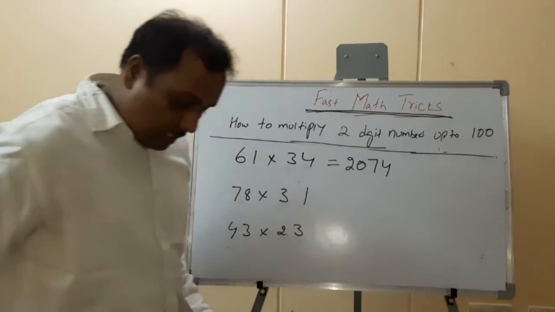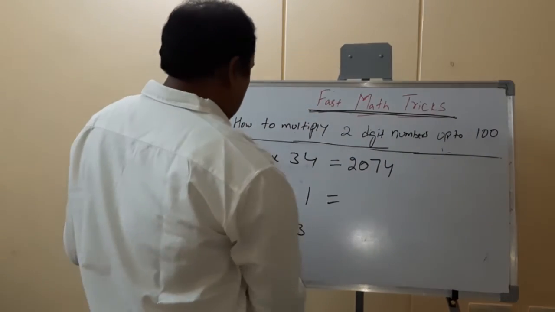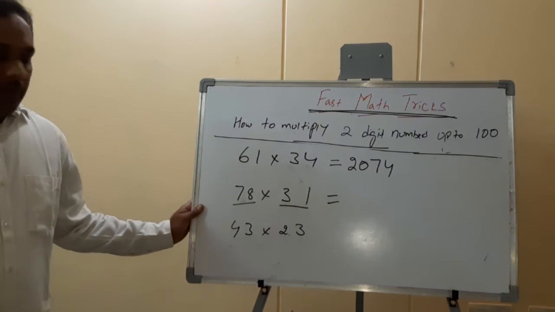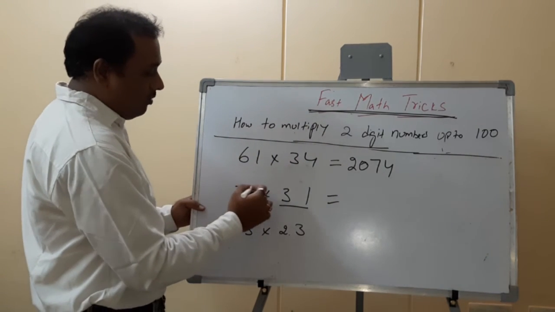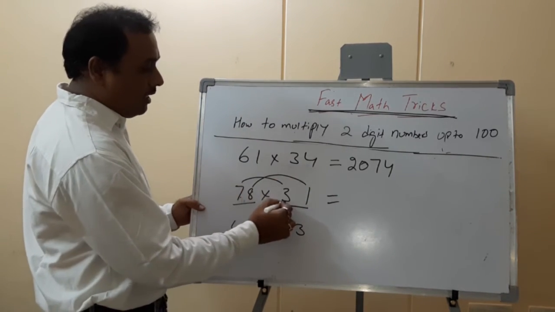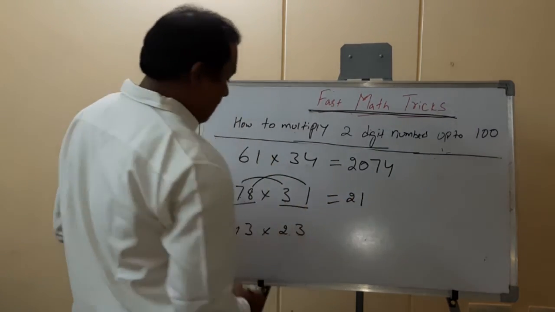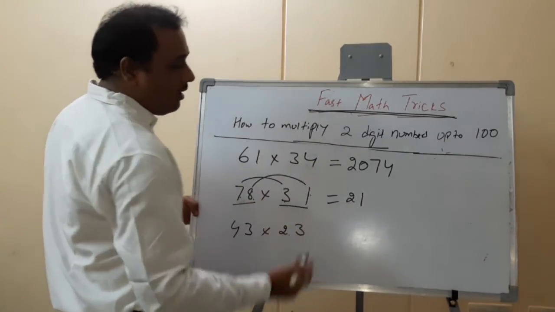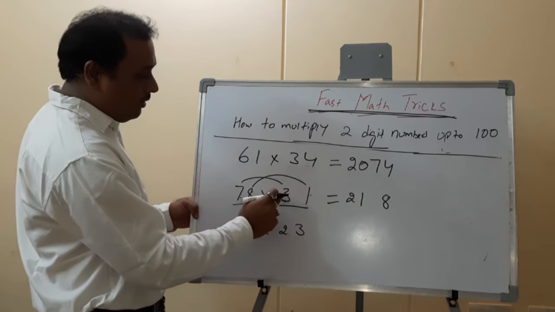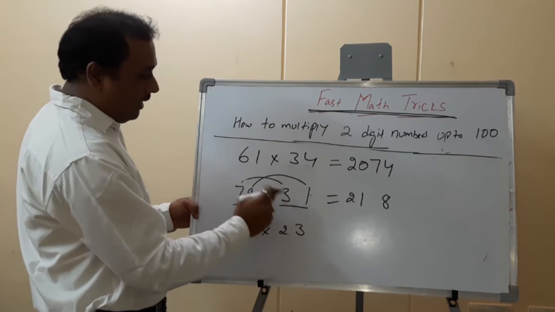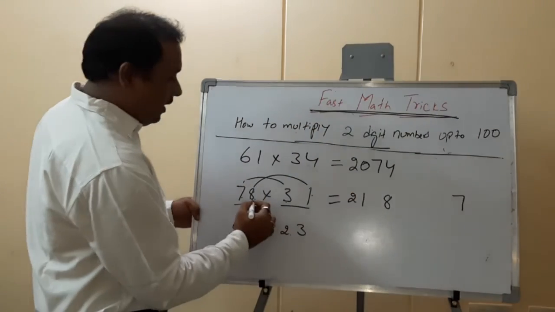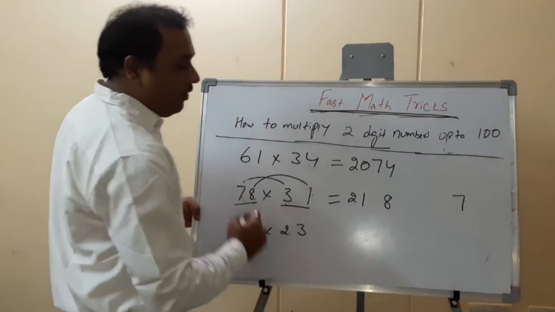So now let us solve this problem. 78 into 31. Okay? 78 into 31. So we can do like this and like this. So 7 3s are 21 and 8 1s are 8. So now what we have to do? 7 into 3, we have done multiplication, right? Now we have to do 7 into 1. That is 7 and 8 3s are 24.